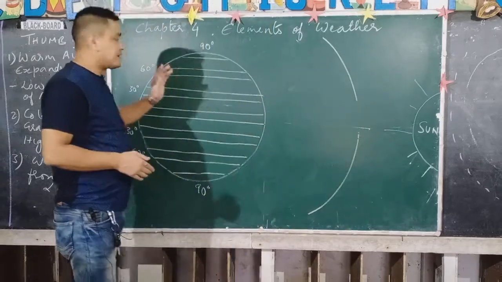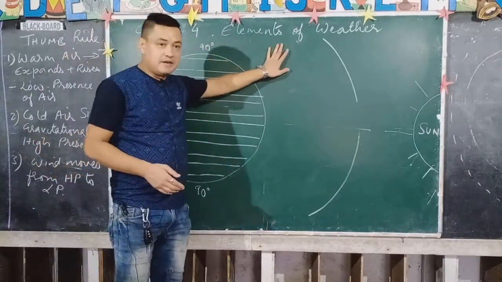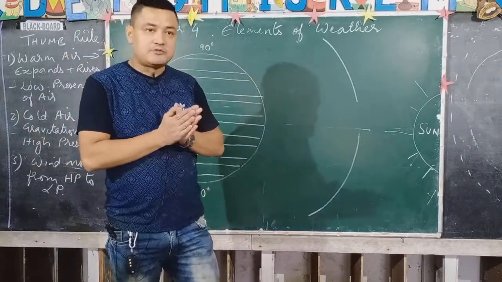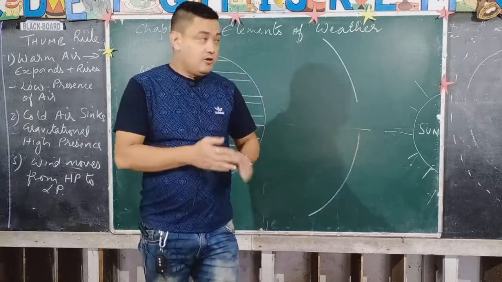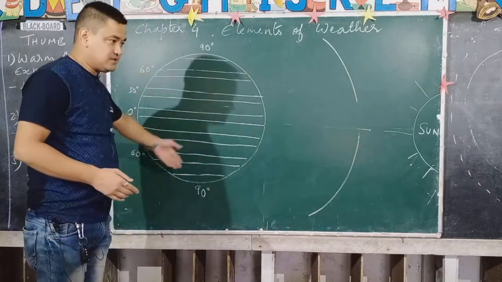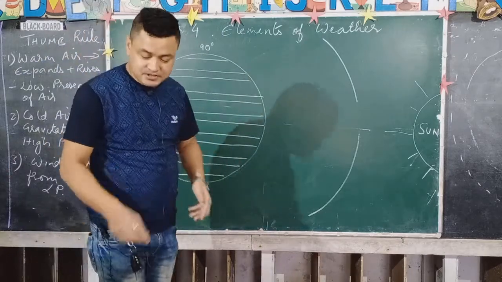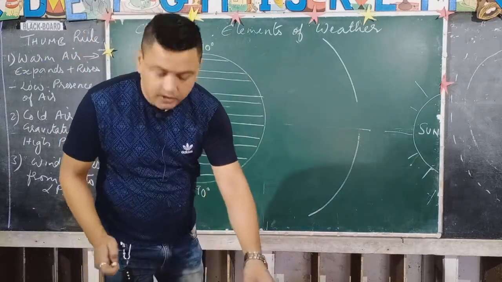Today, I am going to continue with chapter 4, elements of weather and climate. The second element that we are doing here was pressure belts. So, I have drawn a picture of the pressure belts here. There are actually 7 pressure belts on our earth.